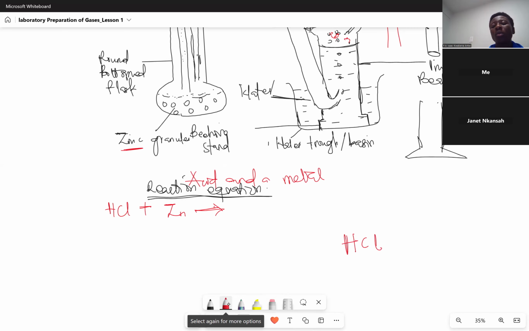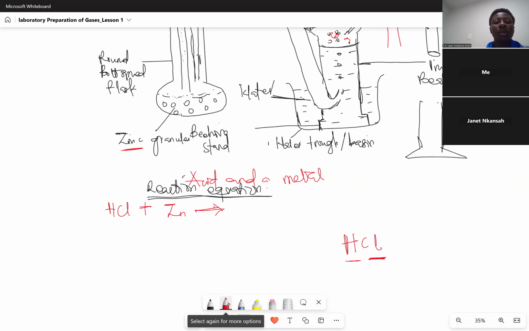So at the product side, now HCl is a compound. A compound consists of two elements. Two elements make a compound. So over here we have H representing hydrogen. Then we have Cl representing what? Representing chlorine. If something is new to you, you document it.